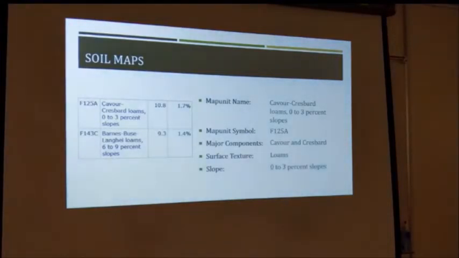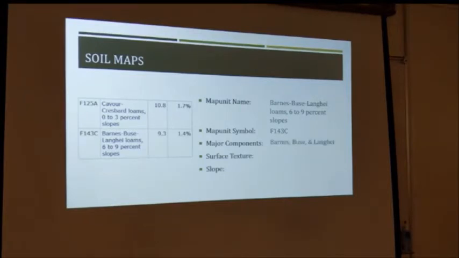We can do it again with the one below it. What is the map unit name for this second map unit? It would be Barnes, Buse, Langhigh, loams, 6 to 9% slopes, the whole entire thing. And then the map unit symbol, F143C. Major components.